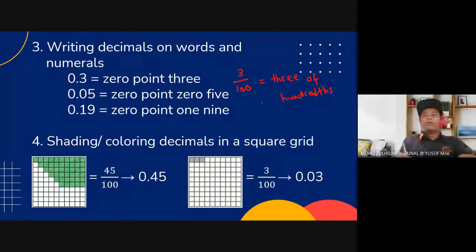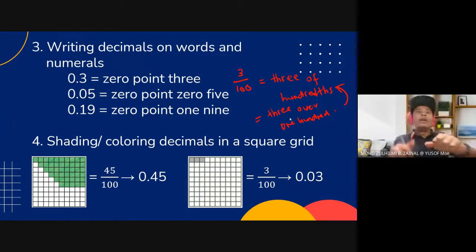Pen. Okay, so dia bukan macam ni, 3 over 100. Bukan. Dia is right like this. The number is right like this. The fractions is right like this. 3 of hundreds. Okay. Senang.